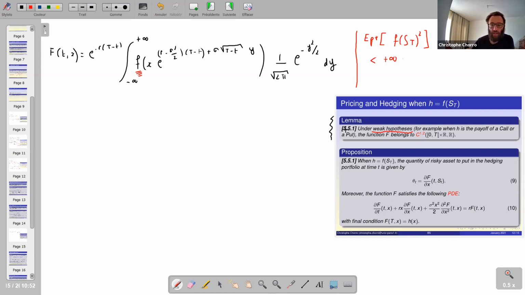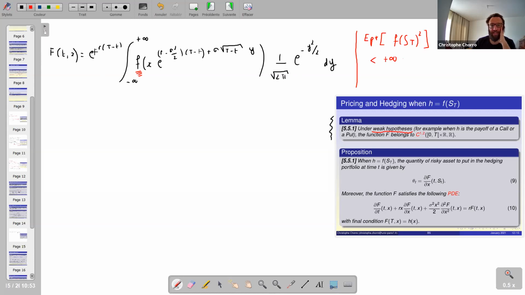And what is remarkable with this lemma is that, in order to obtain the regularity of capital F, I don't need the regularity of small f in the sense of continuity, differentiability, or second differentiability. I won't do the proof in all details, but I want just to show you that, even if f is not continuous or differentiable, I can obtain a capital F that is continuous or differentiable.